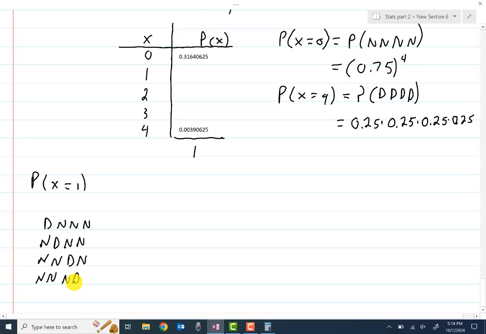Each of these will have the same probability. I'll take the very first one here. In this case, the diamond comes first, that's 0.25, followed by 1, 2, 3 at 0.75. Let's go ahead and pull up the calculator.